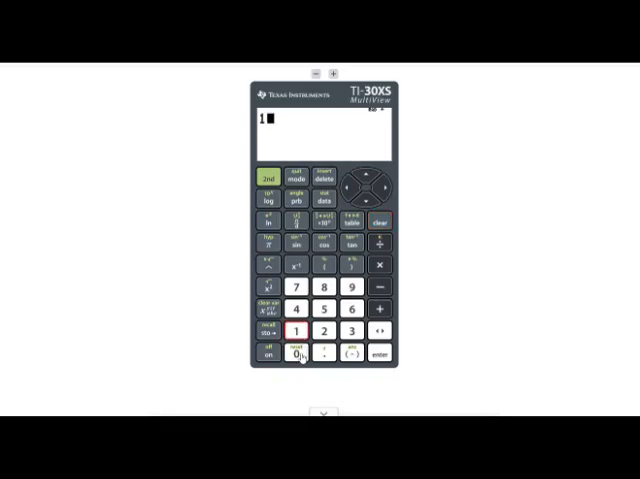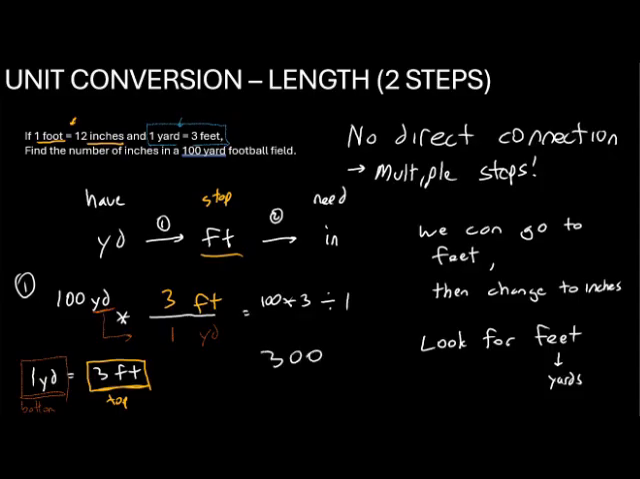We now enter 100, multiply by 3, and divide by 1. Once again, it's not necessary to enter a division by 1 because that won't actually change our answer. If you just said 100 times 3, that would be okay. When we press enter, we get 300. Let's make sure we get the right letters next to it as well. Since we have yards on top and yards on bottom, we can cross those out and note that we now have 300 feet. This will be our answer for step 1.